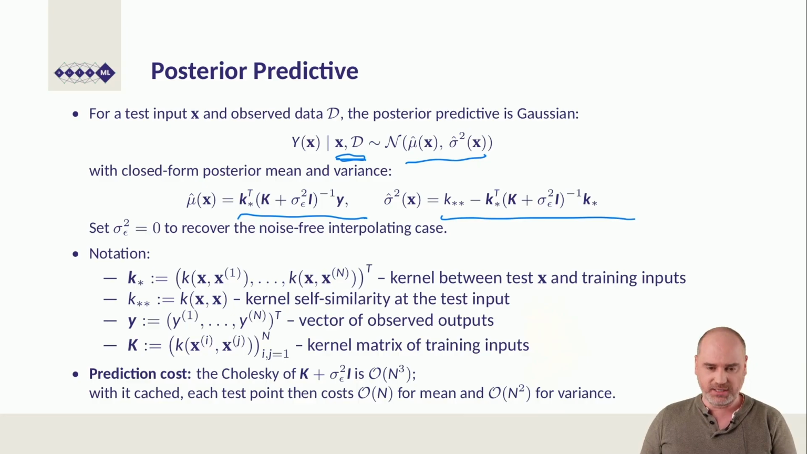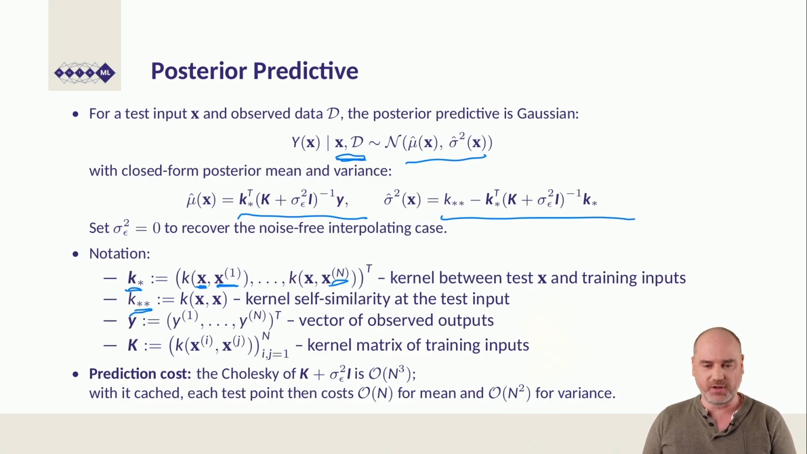And k star and k star star are of a similar nature. So k star is a vector. k star simply evaluates the covariance kernel between our given test point and any training point. So this is an n-dimensional vector. And k star star is the so-called self-similarity.